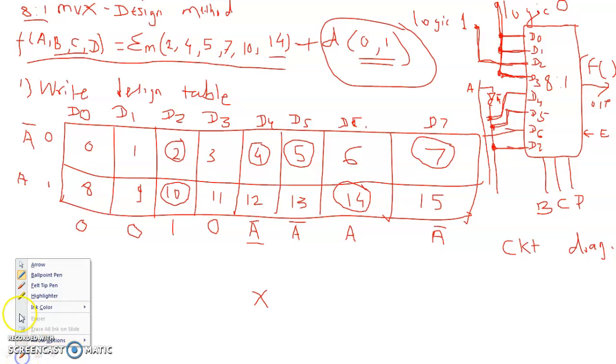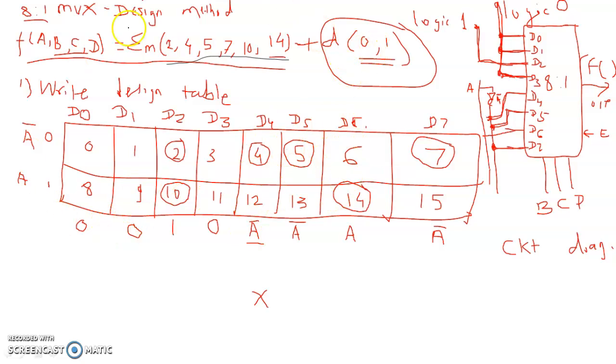Here we have to consider only this expression, that is 2, 4, 5, 10, 7 and 14. These terms are considered here. And as per the design method table rules, when both the terms are encircled, that input will be connected to the logic level 1. And when only one term is encircled, the first row of that encircled term is connected to A bar, and the second row of the encircled term is connected to the A input. And if both the terms are not encircled, then it is connected to the ground. So this is the design table method.